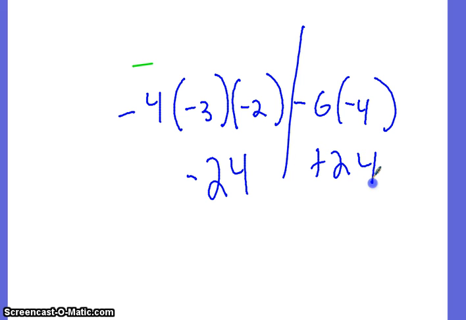So my answer is 0. Yeah. Okay, pretty easy, right? But is it positive or negative? 0 is not positive or negative.